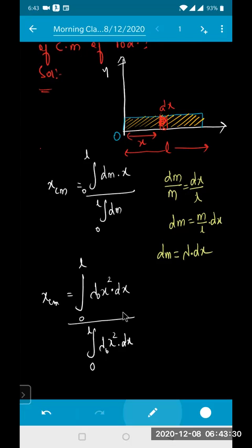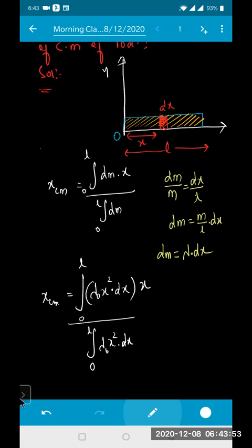Okay? This is dm. Dm is lambda, that is lambda naught into x square, into dx. And the x also comes here, this x we have again. So is it clear?